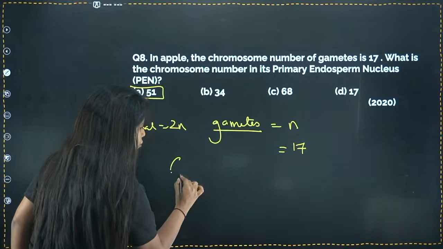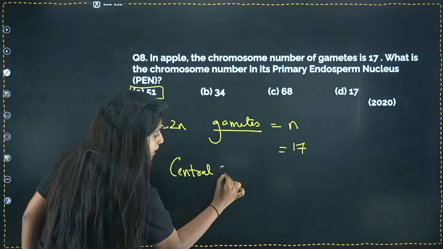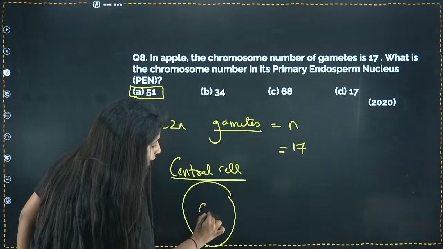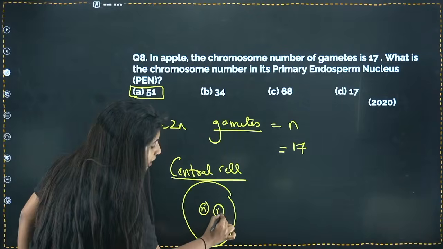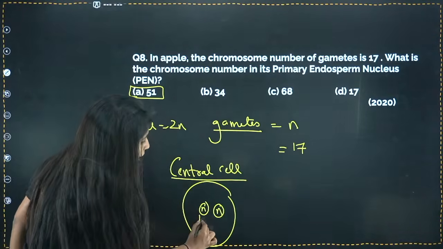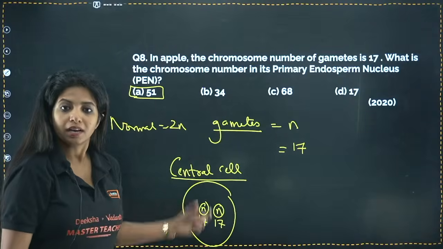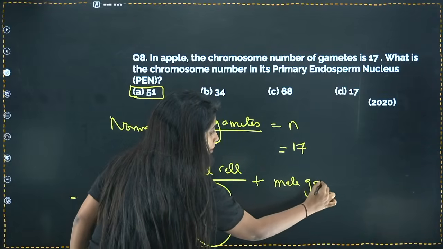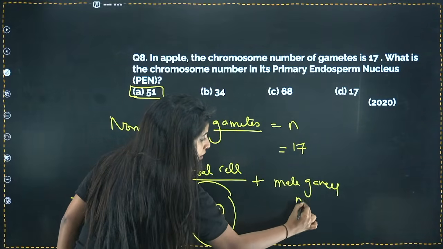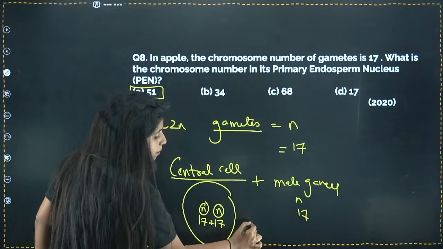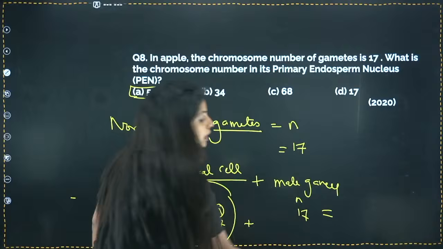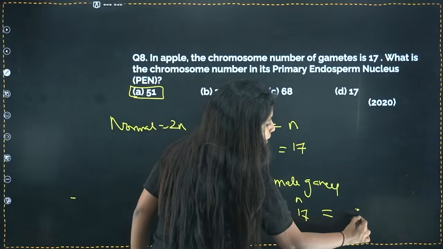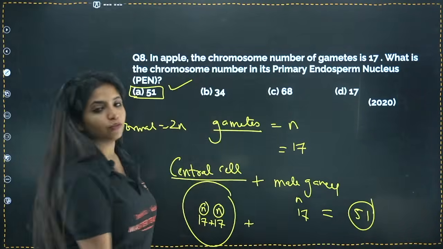One is a central cell. Central cell is a part of your embryo sac, and this central cell, my dear children, basically has 2 nuclei. Each nucleus has haploid number of chromosomes, that means each nucleus has 17 chromosomes. Central cell, when it fuses with the male gamete, the male gamete already has only n, so that means 17. So 17 plus 17 plus 17 gives me the number of chromosomes in the primary endosperm nucleus, and 17 into 3 is basically 51. Your answer is going to be 51.